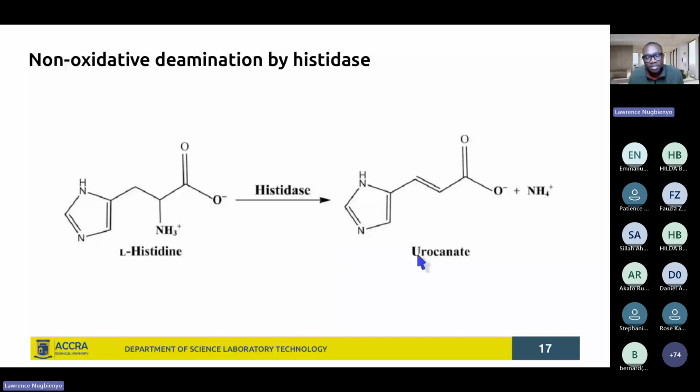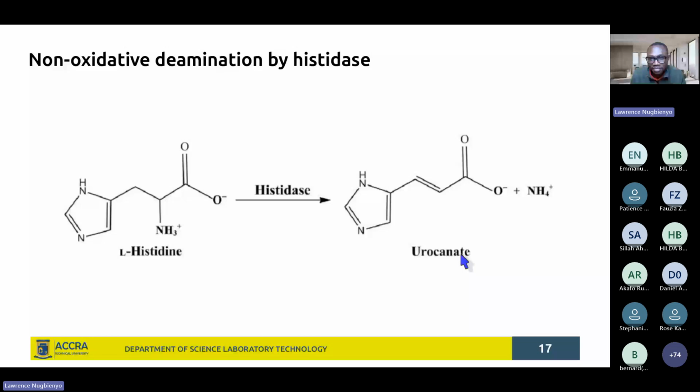Urocanate, also known as urocanic acid, actually in the liver can get recycled to glutamic acid. So you have that. Once you have the glutamic acid, it's just like how you were having the other process of the alpha ketoglutarate receiving an amine group and becoming a glutamic acid. Here you have urocanic acid or urocanate that then undergoes transformation in the liver to form glutamic acid.